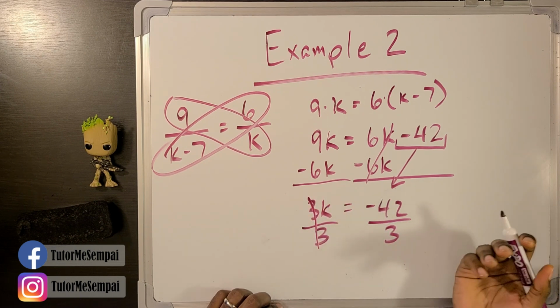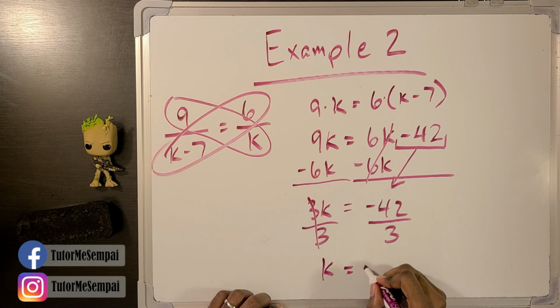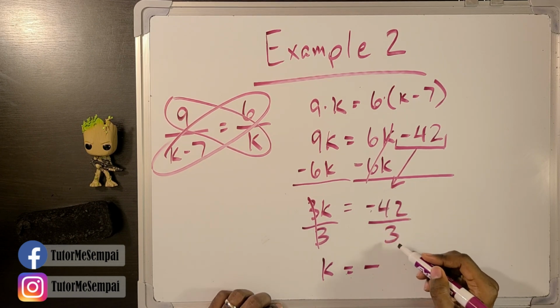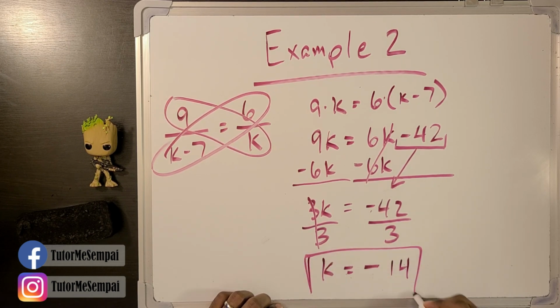This is going to cancel out that 3, and we're going to be left with k equals negative. Remember, your negative is here. And what's 42 divided by 3? Well, that's going to be 14. So our answer is k equals negative 14.